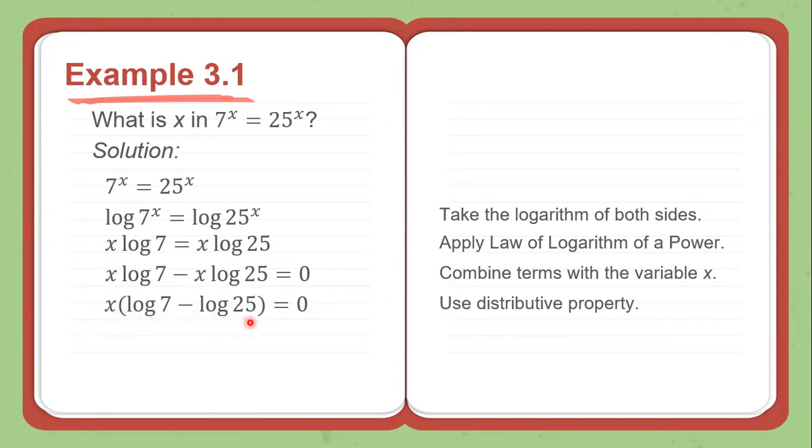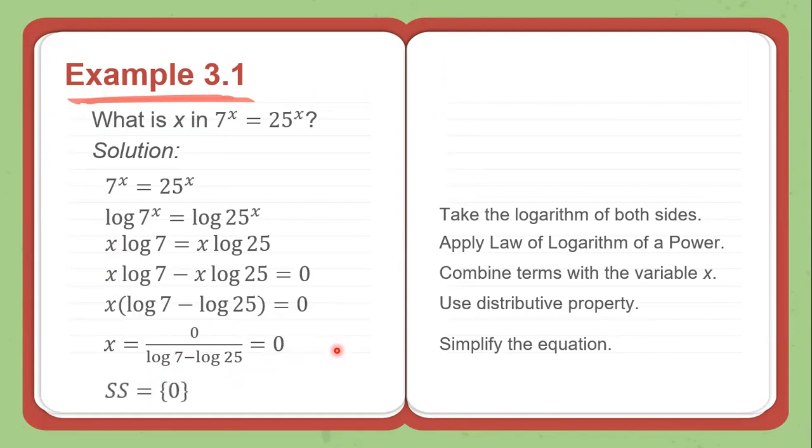So to solve for the value of x, we need to divide both sides of the equation by logarithm of 7 minus logarithm of 25. And we know that 0 divided by any number is just equal to 0. That's why our solution set is the set containing 0.